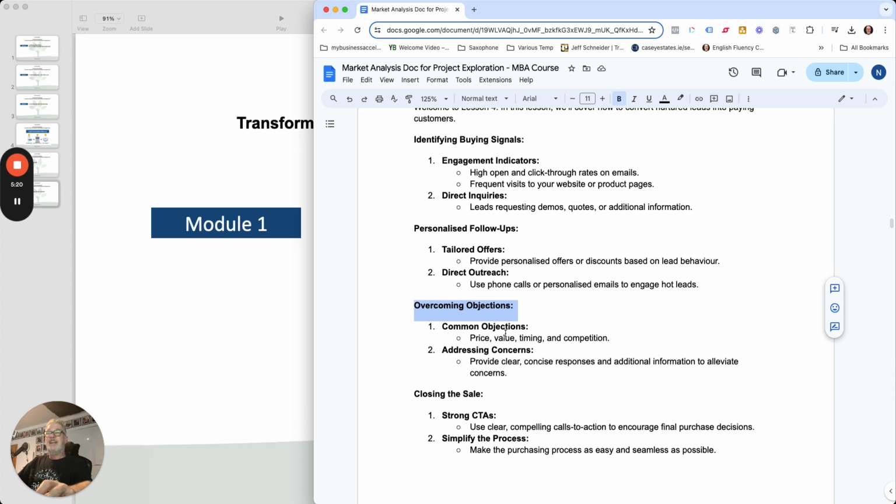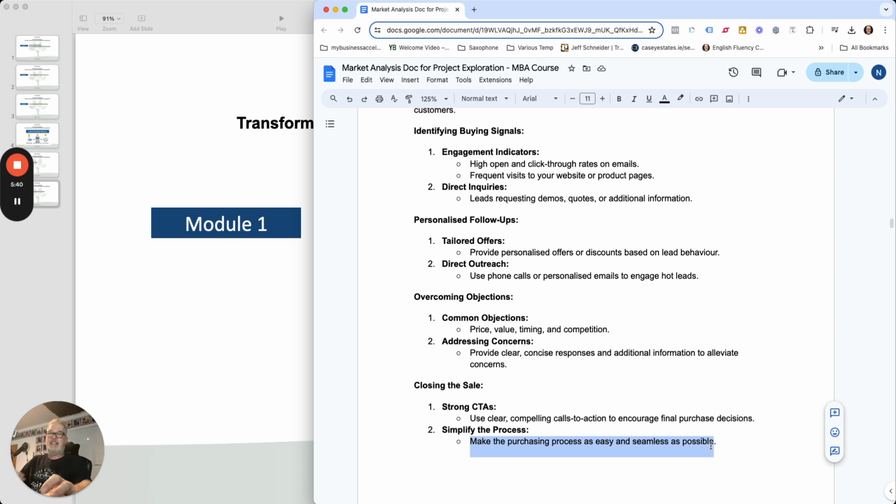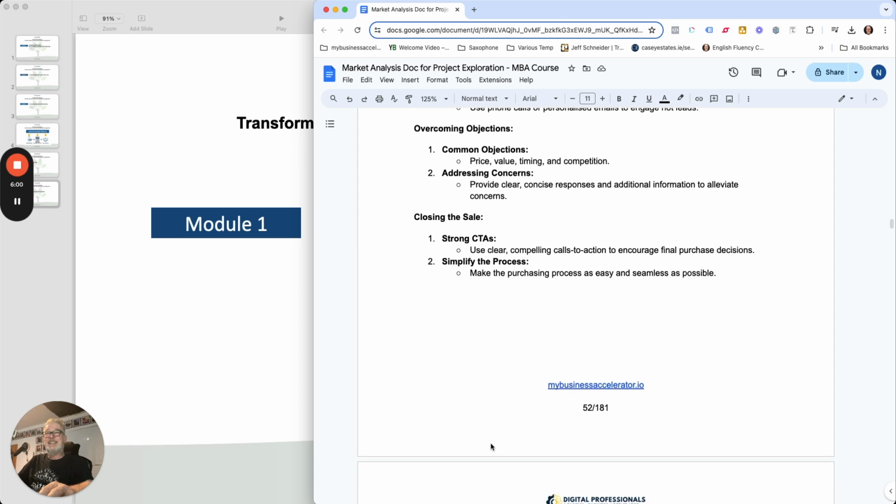Obviously, closing the sale, we need strong CTAs. That's a call to action. Very clear, very compelling, very straightforward. Basically, ask for the sale. And we also want to simplify the process as much as possible. So we want to make the purchasing process as easy and seamless as possible. And that may even be applicable in very complex businesses, where, I don't know, maybe you need to study the whole project requirements for 2 or 3 days and then come up with a proposal that's really in depth and all that kind of stuff. There's still a way to optimize that process and make it more seamless than it is right now.